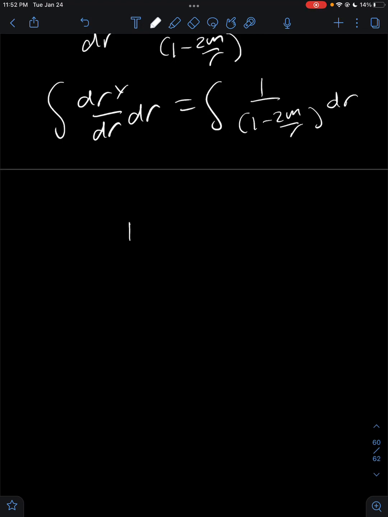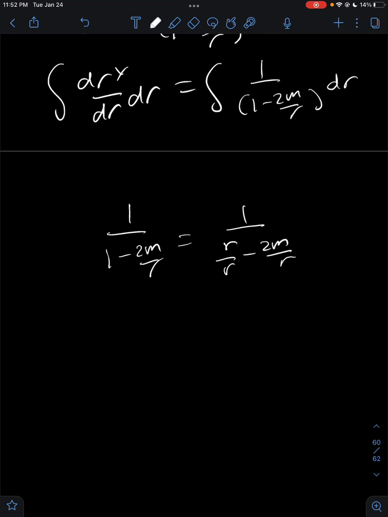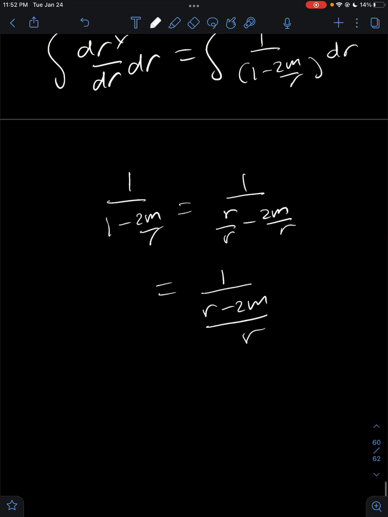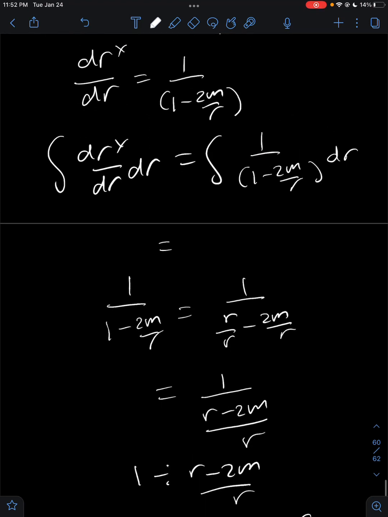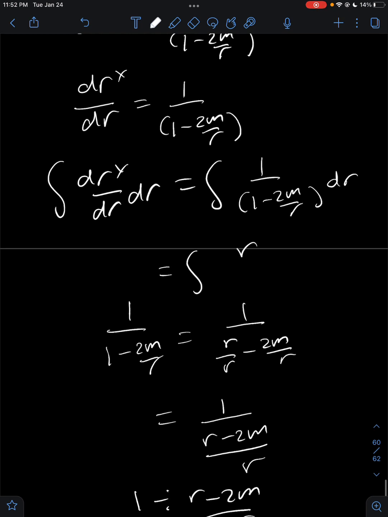We can write out 1 over 1 minus 2m over r with a common denominator, and that's just going to be 1 over (r minus 2m) over r. So that's 1 divided by (r minus 2m) over r. Keep, change, flip. It's just r over r minus 2m. Alright? So this integral is just the integral of r divided by r minus 2m dr.